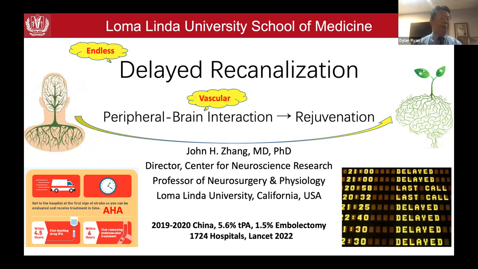The second part, I try to get into the mechanisms. There are going to be hundreds of mechanisms, right? When you have the blood vessel reopened, everything goes in, good, bad, and worst. So one thing I want to focus on today is the peripheral-brain connection, or rather, interaction. I think if we reestablish this interaction, we have a chance to rejuvenate the brain. I want to use a layman's word, rejuvenate, because I don't know what's going on when you reopen the vessel, why the patient gets better. I hope it works. It doesn't work, huh?